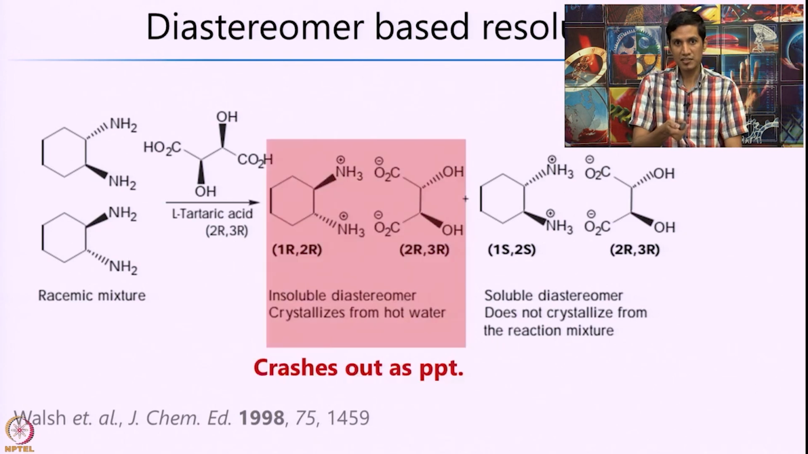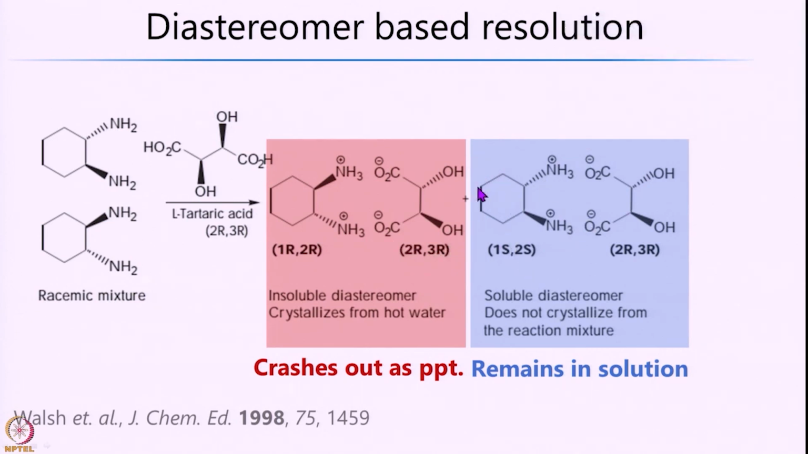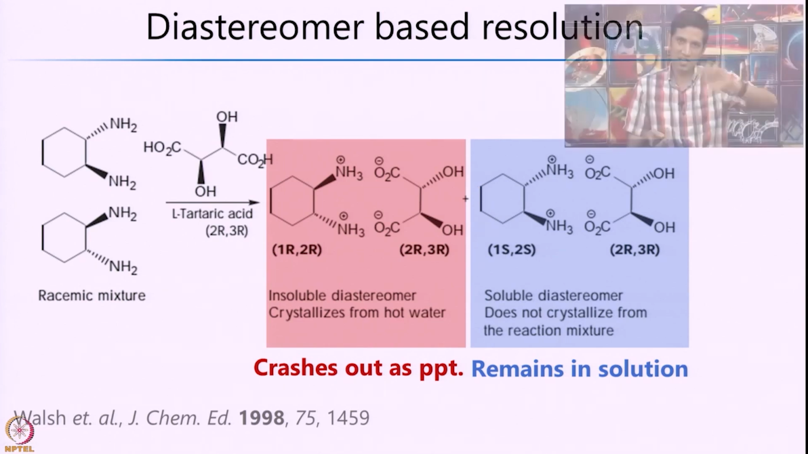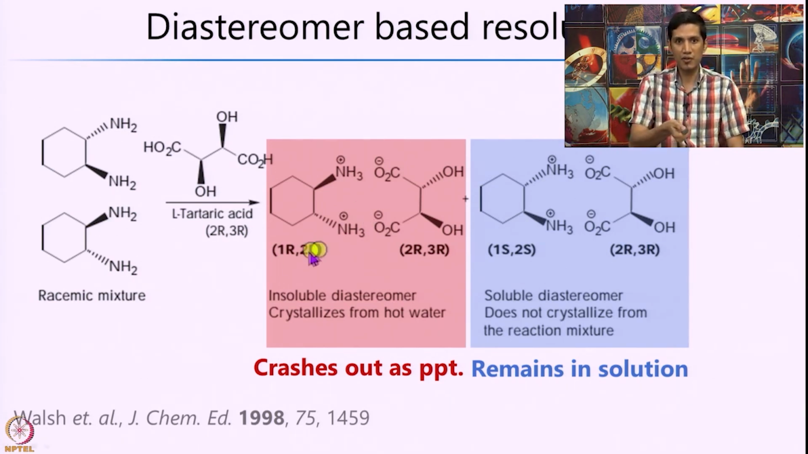So, what I mean is that this particular product, the 1R,2R complex with the tartaric acid, crashes out as a precipitate or as lumps, whereas the other enantiomer still remains in the solution. Once you have this, all you need to do is go back to the lab and just filter this out, then you are left with a pure 1R,2R complex with the tartaric acid, which can be easily decomplexed to get a pure derivative of 1R,2R diaminocyclohexane.